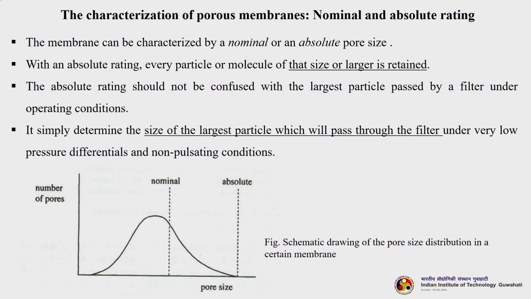With an absolute rating, every particle or molecule of that size or larger is retained. This is your absolute rating. You can understand that anything more than this particular size will be retained on the surface of the membrane, so we can say 100% rejection. The absolute rating should not be confused with the largest particle passed by a filter. It simply determines the size of the largest particle which will pass through the filter under very low pressure differential and non-pulsating conditions.